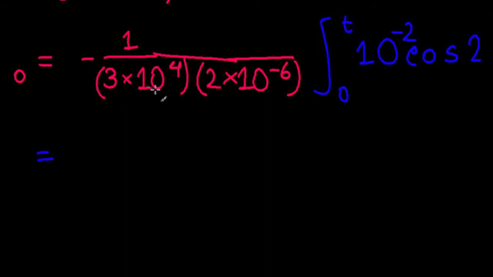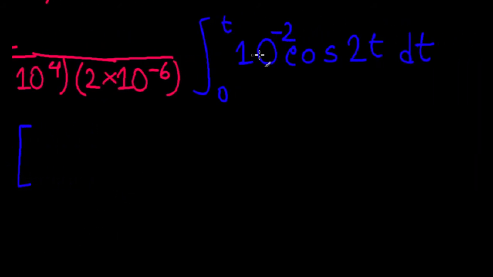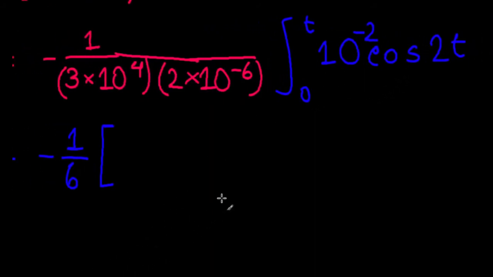Here you're going to have 6 times 10 to the minus 2, and here you have a 10 to the minus 2, so these cancel, so you have a negative 1 by 6. Here you have cosine of 2t. Take the integral of that, you get negative half sine of 2t.